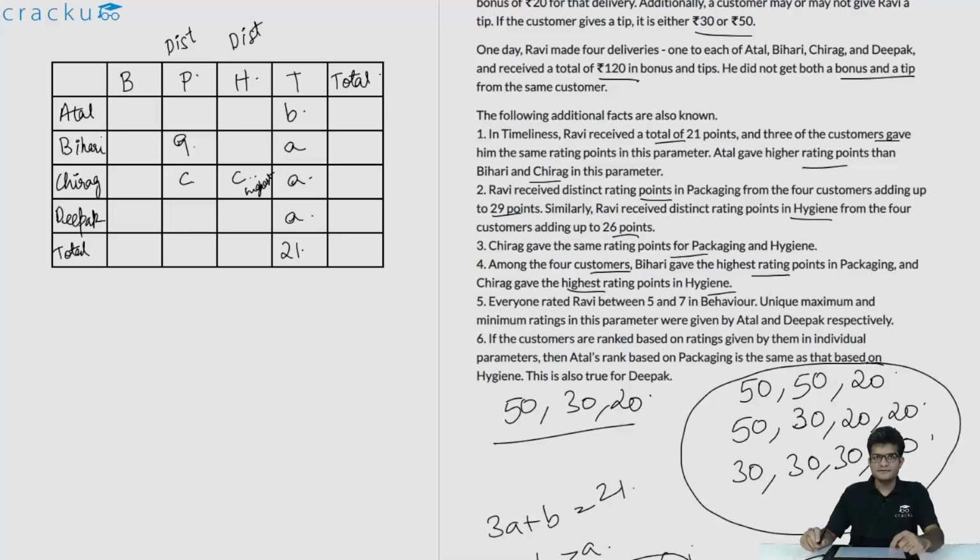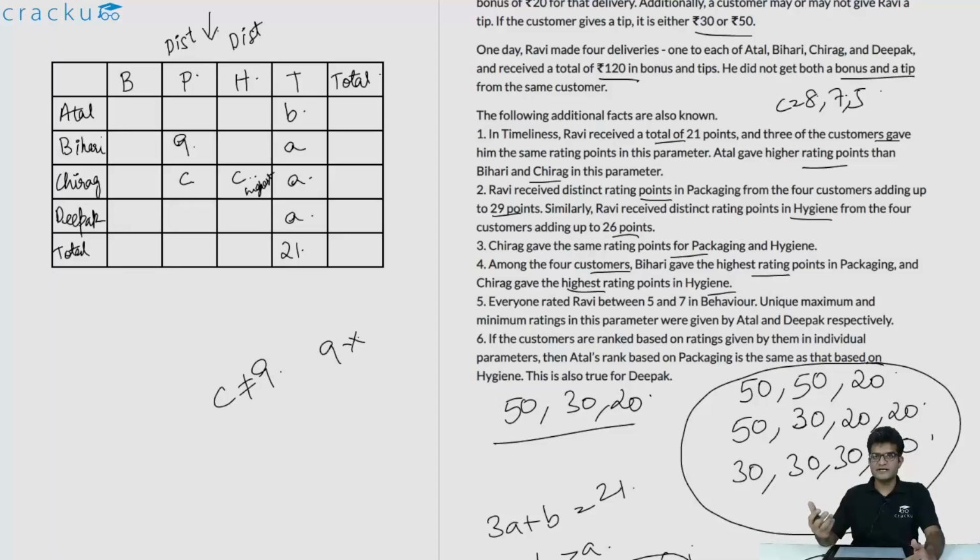What does this imply? This implies that the value of C is definitely not equal to 9. So the highest that somebody got in hygiene is not equal to 9. Why is the value of C cannot be equal to 9? Because all the rating points that somebody received in packaging are unique, and we already know that Bihari gave 9 in packaging. This would imply that C has to be either equal to 8 or 7 or 5. So the highest rank that somebody received in hygiene has to be either 8 or 7 or 5.